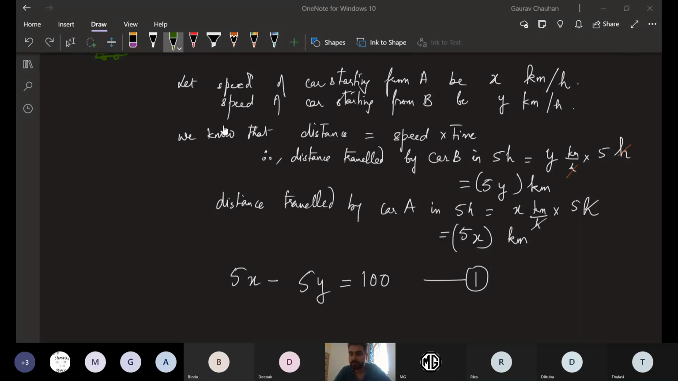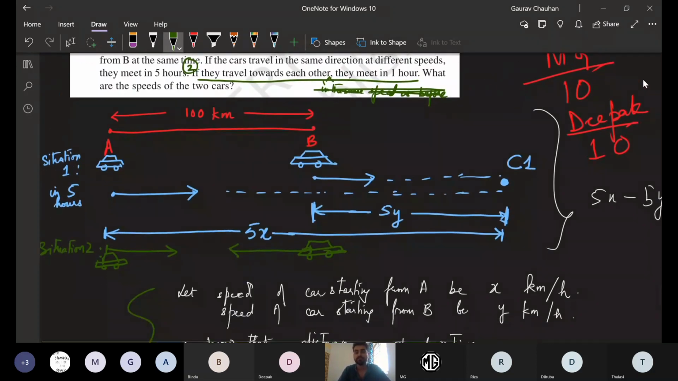I want to see if someone who has not spoken is going to take this up. Guys, I want all these steps for situation 2. That is, they are traveling for 5 hours. In 1 hour, they are traveling towards each other and they're meeting. Obviously car A is faster, so they will meet closer to car B. Somewhere here they are meeting. This is C2. At this point they are meeting.